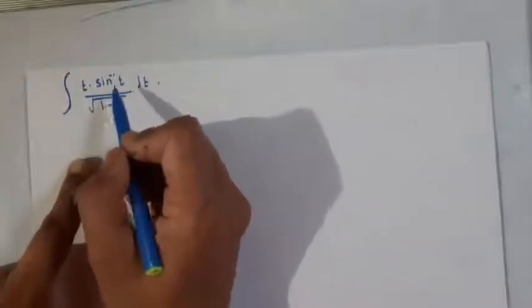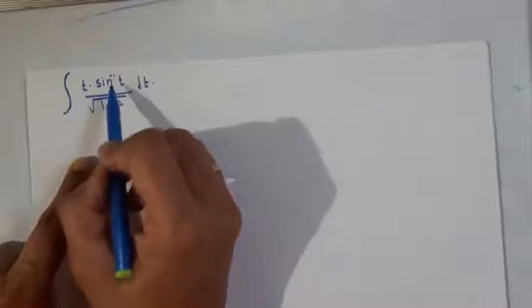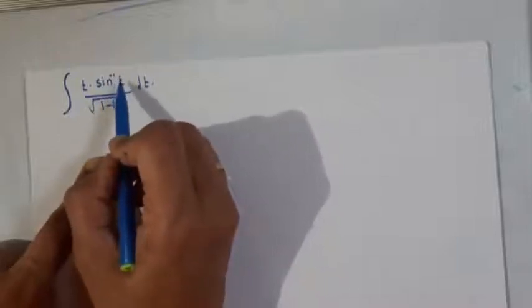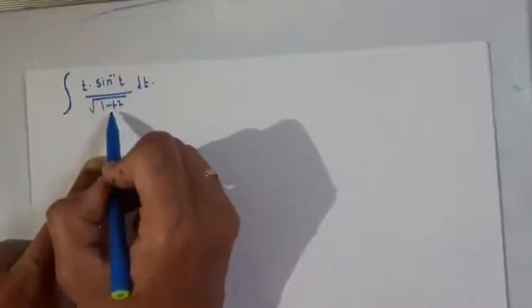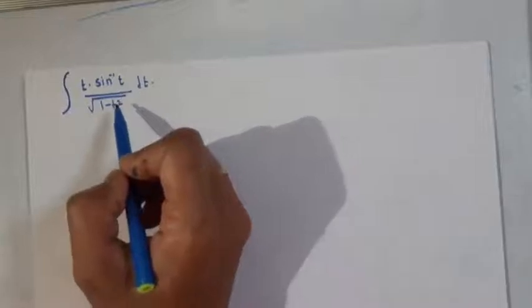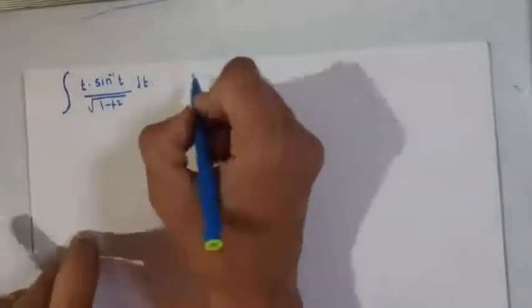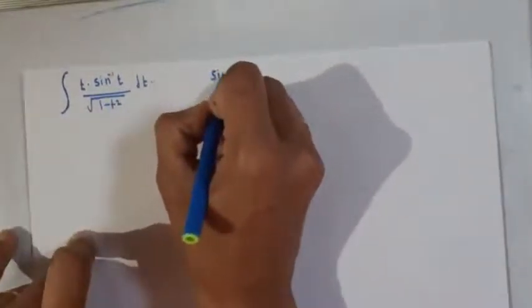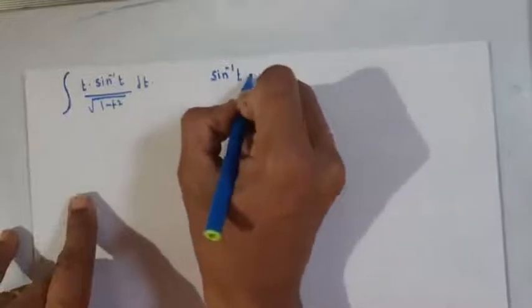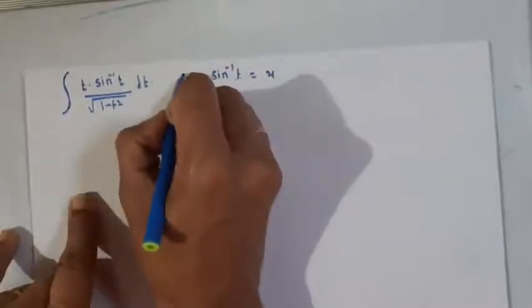So what substitution can we do here? See, sine inverse of t is there, and 1 upon square root of 1 minus t square is also there, and we know that this is the differentiation of sine inverse of t. That's why we give the substitution, that is, put sine inverse of t equal to x.